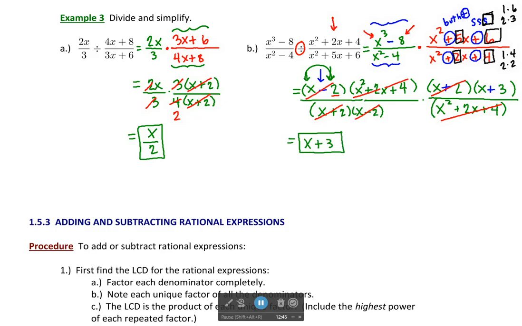If you need a little help with the factoring, I would refer you back to section 1.3.6, where we had the flow chart, all of the things you need to think about whenever you factor. That would be a good reference to study for this section as well.